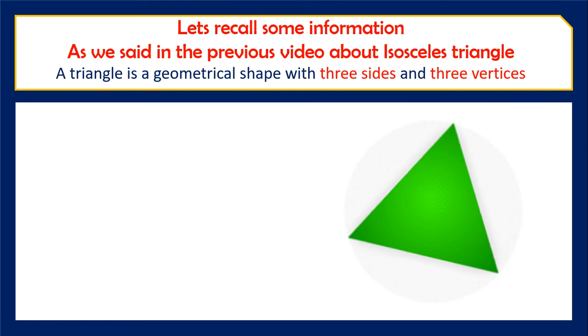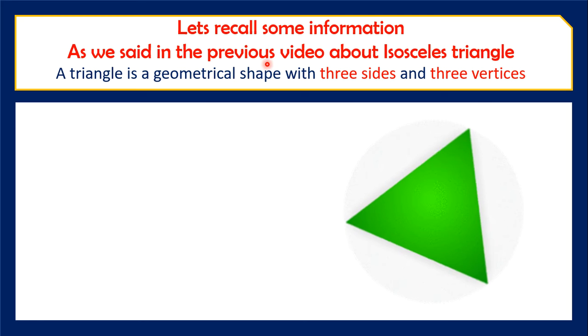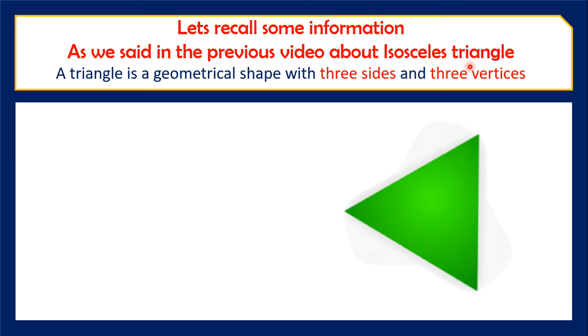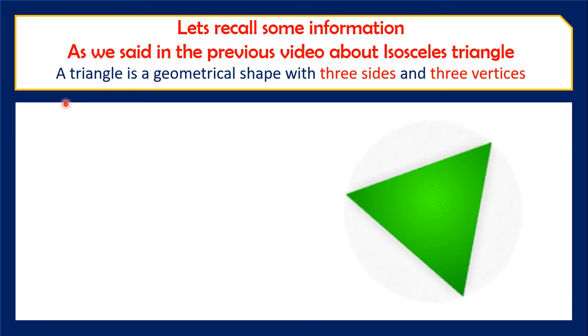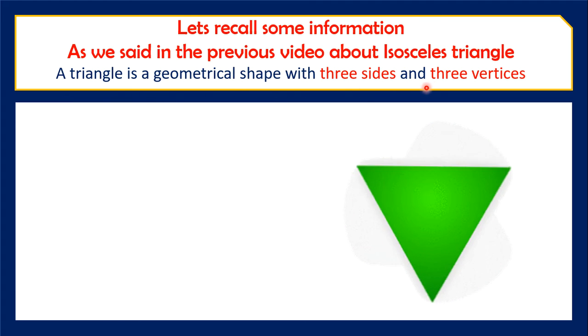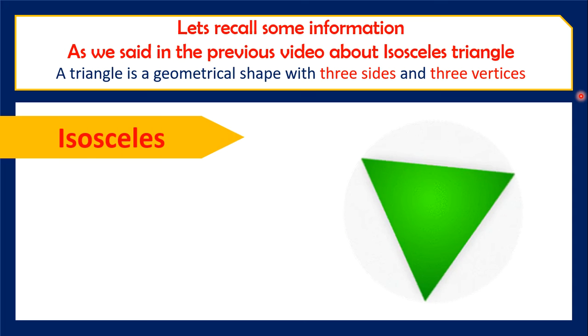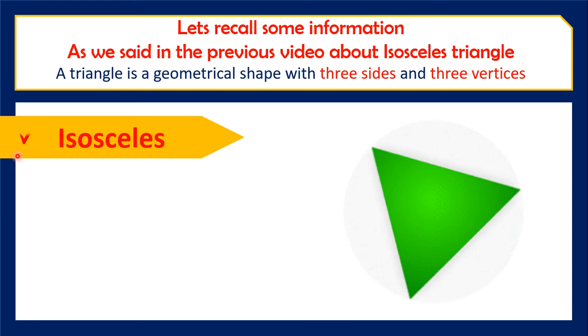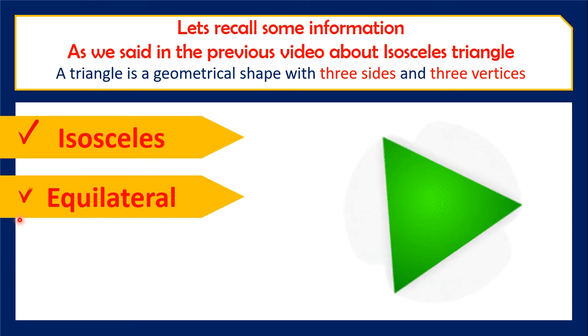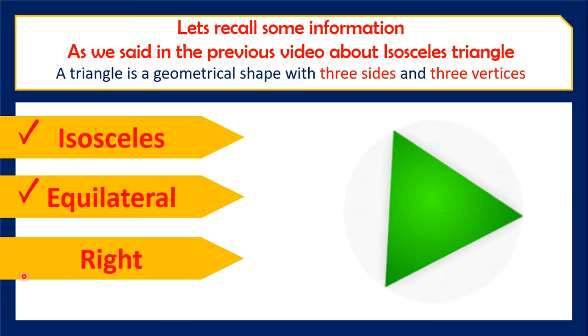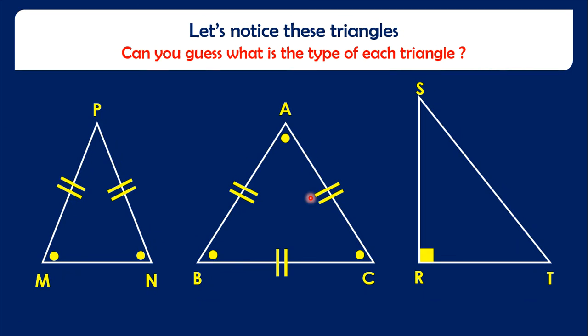Let's recall some information. As we said in the previous videos about isosceles triangle and equilateral triangle, a triangle is a geometrical shape with 3 sides and 3 vertices. We have studied about isosceles triangle and about equilateral triangle, and today about what? A right triangle. Let's notice these triangles. Can you guess what is the type of each triangle?